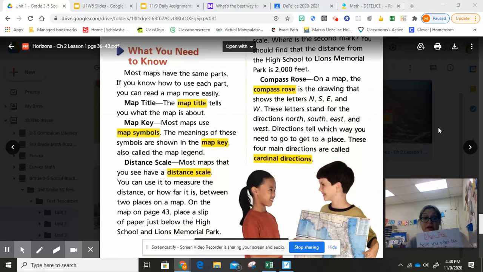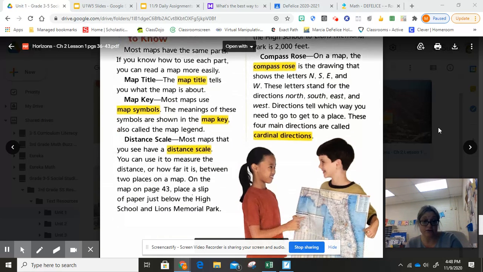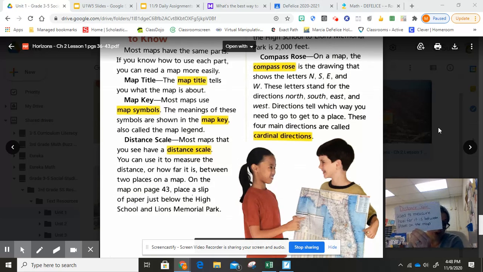So, again, the map title tells you what the map is about. The map key. Most maps use map symbols. The meanings of these symbols are shown in the map key, also known as a map legend. That will show you all the little symbols and what those symbols mean. A distance scale, most maps that you see have a distance scale. You can use it to measure the distance or how far it is between two places on a map.